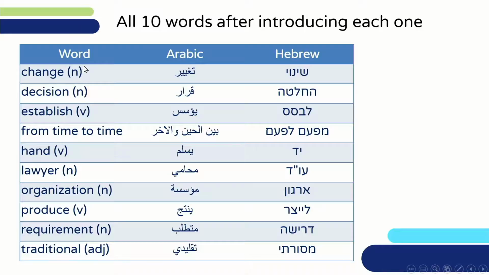Excellent. So we learned 10 words. Let's review them. Change is a shinui. Decision, החלטה. Establish, לבסס. From time to time, מפעם לפעם. To hand is yad. Lawyer, עורך דין. Organization, ארגון. Produce, לייצר. Requirement, דרישה. And traditional, מסורתי.